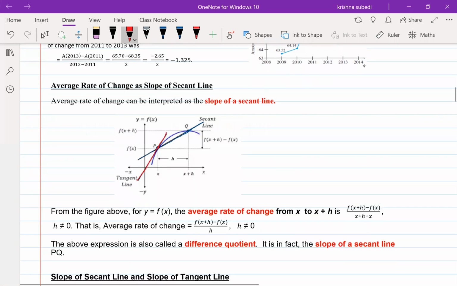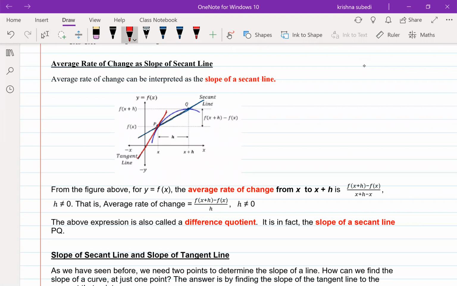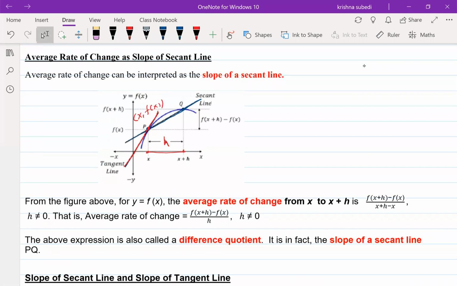Okay, now average rate of change is basically similar to the slope of the secant line PQ. And suppose P is x and f of x, and let's say I take another point at a distance of h. So this coordinate will be x plus h. Therefore, the coordinate of the point Q will be x plus h and f of x plus h.